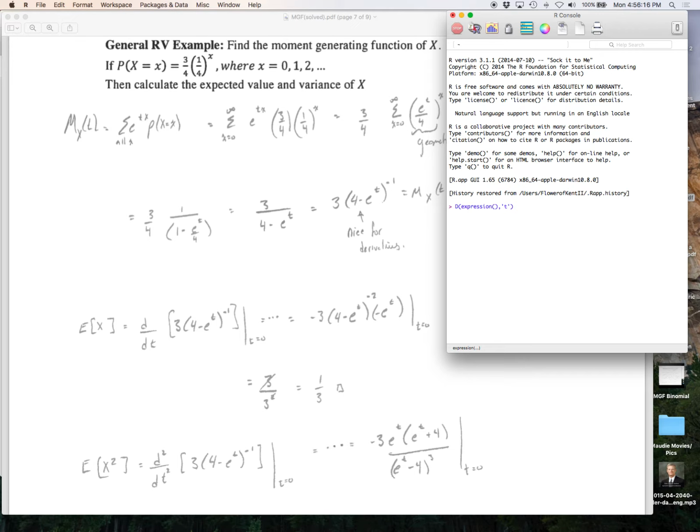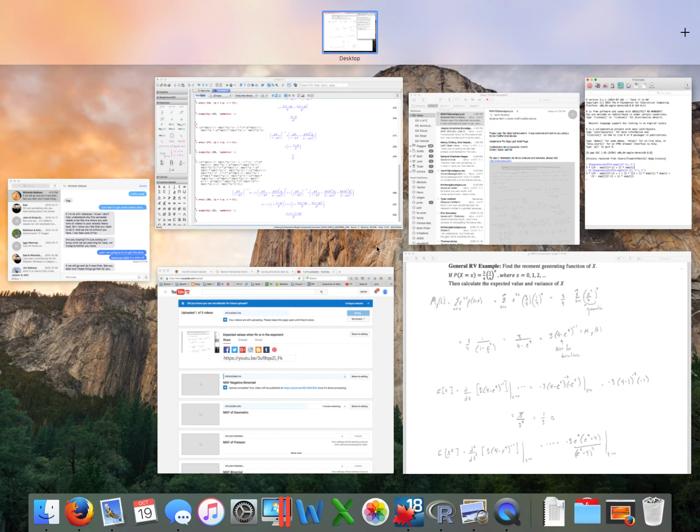What is the function? I said it's 3 times 4 subtract exponential to the power t, and all of this term is being raised to the power -1, or being divided. Whatever way you want to type it in is fine if you want R to find the derivative for you. Here's the derivative. I'll go ahead and find the second derivative as well. There's the derivative and the second derivative.